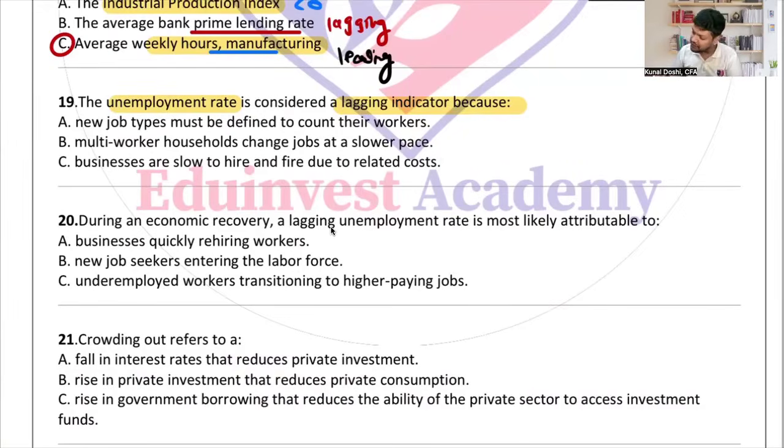New jobs must be defined to count their workers. New job types must be defined. Multi-worker households change jobs at a slower pace. Is that the reason? Or businesses are slow to hire and fire? Isn't it? Everyone, C is the correct answer. Businesses take time to hire and fire. Only if they see a potential increase in business, then they hire.